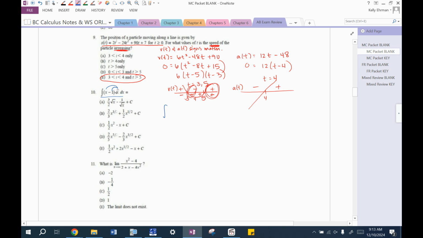x to the first times x to the 1/2 is x to the 3/2. Minus 1 times x to the 1/2 is minus x to the 1/2. If I write it in this form now, I can do my power rule stuff. So add 1 to this exponent and you get x to the 5/2 divided by 5/2, times 2/5.